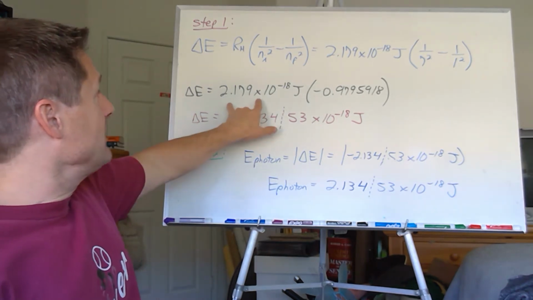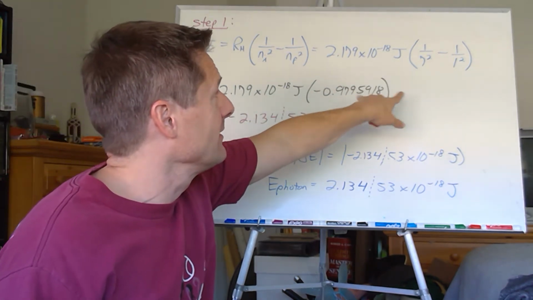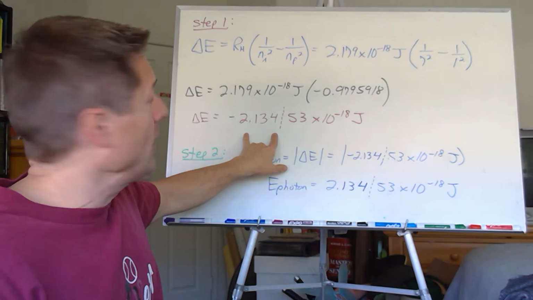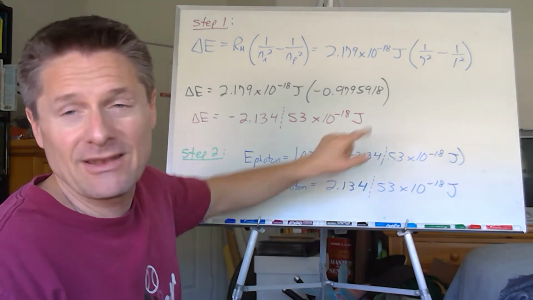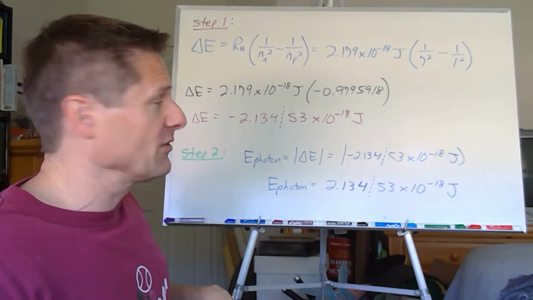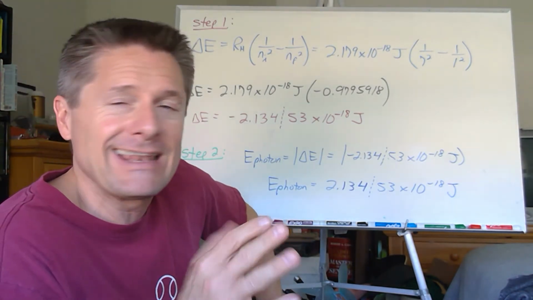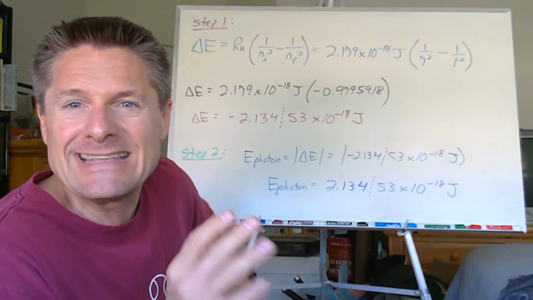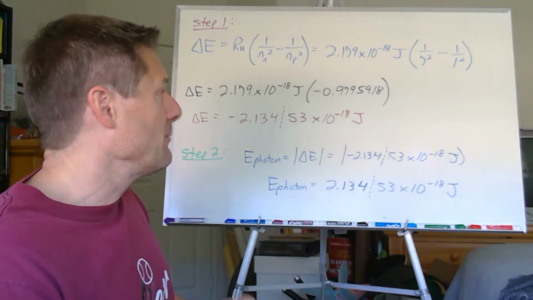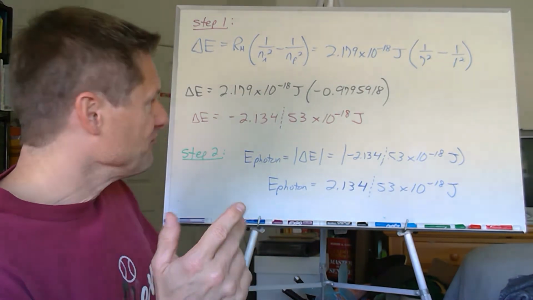So delta E, if we take the Rydberg constant times this term, I get negative 2.13453 times 10 to the minus 18th joules. Good to 4 sig figs, and that's right around the range of photons. Individual photons are right in the 10 to the minus 18th, 10 to the minus 19th range typically. Maybe shoots to 10 to the minus 20th.